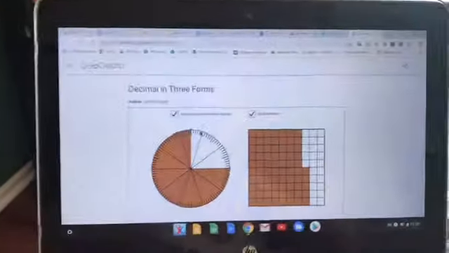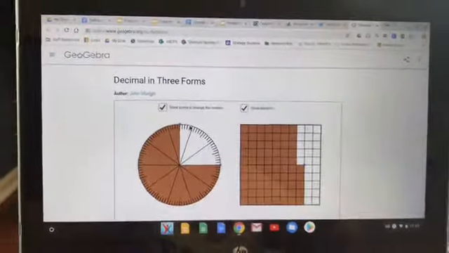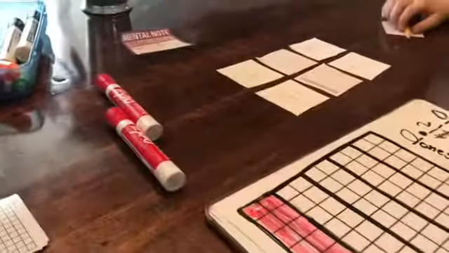I was playing around on Twitter and I found this really cool GeoGebra virtual manipulative. I want to play with it a little bit, okay? Your husband's home. He is. He's going to be all up in our business. He's probably going to try to make a funny face.